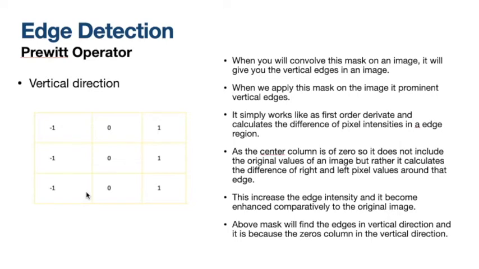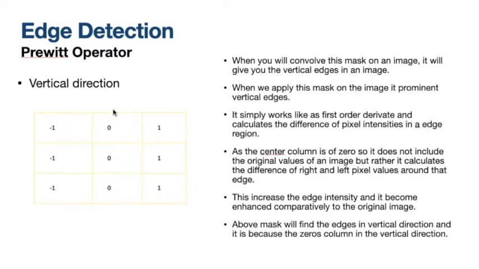Okay, and it simply works like a first order derivative and calculates the difference of pixel intensity in an edge region. As the center column is 0, it does not include the original values of an image, but rather it calculates the difference of right and left pixel values around that edge. Okay, so that's how it works.